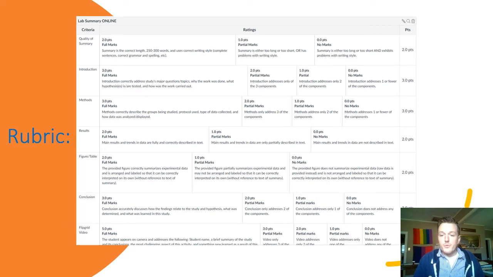So here we have the rubric that is on Canvas. I pulled this right from Canvas. And so this is going to be how I go through your lab reports. And so I'm just going to go through the sections and explain what I'm looking for.